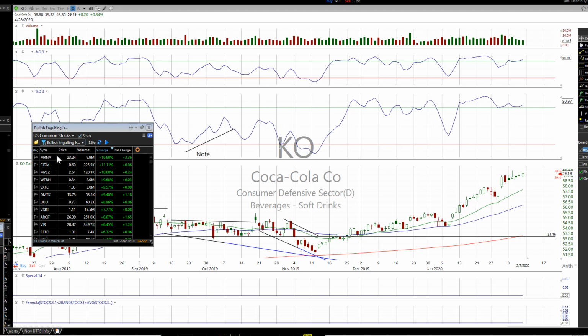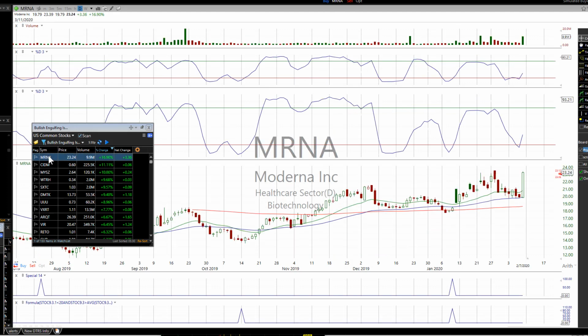So I just did this bullish engulfing scan, and I might show you how to fix this. Now, again, you can see this is definitely a bullish engulfing candle because the candle engulfed the previous candle, but it's not at the lows. It's not a true reversal.